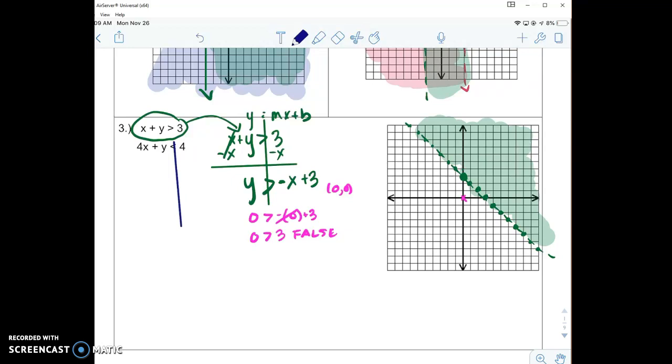My next equation is also in standard form, so I'm going to start by subtracting 4x on both sides. And I get y is less than negative 4x plus 4. So for this line, I have a y-intercept of 4 and my slope is negative 4 over 1, so down 4 over 1. I'm going to go back the other direction, so I'm all the way across my graph. This is just less than, so again I need a dotted line.